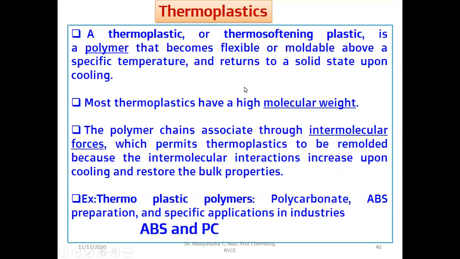Most of the high molecular weight polymers exhibit this property. Most thermoplastics are high molecular weight. The polymer chains associate through intermolecular forces. Therefore, they can be molded, and they are also flexible upon heating. I'm going to discuss two important thermoplastic polymers in this video. One is polycarbonate, the other one is ABS, Acrylonitrile Butadiene Styrene. So let us look at them one by one.